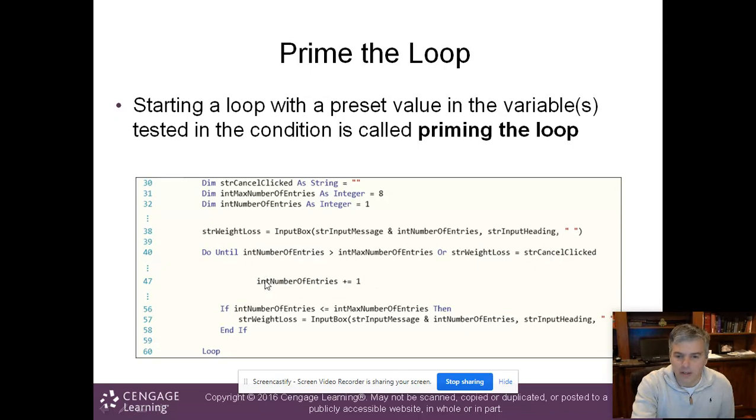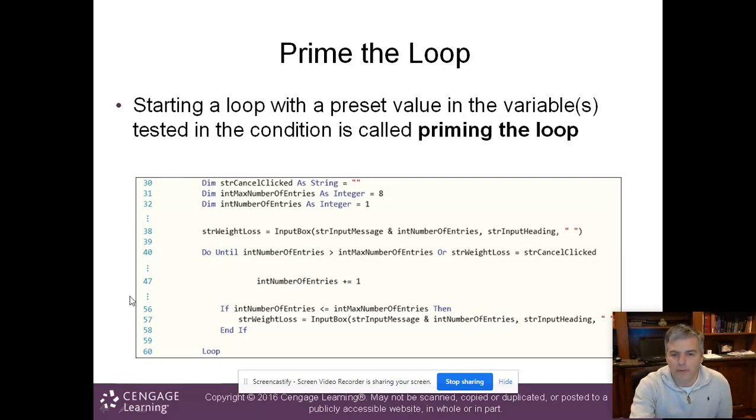Then inside here, we add 1 to our int number of entries. So if our int number of entries is less than our max number of entries, and we've incremented it here, then we want to get another value from our input box and put it in string weight loss. There's some code missing from this one because we do want to accumulate that value. But this is basically what we're going to be doing in the chapter walkthrough. So we'll get into this a little more in the guided program walkthrough.